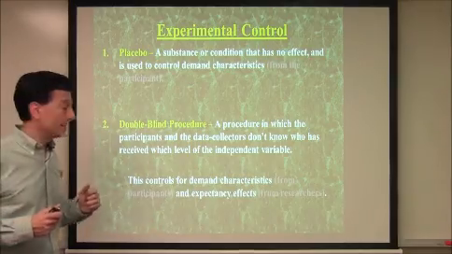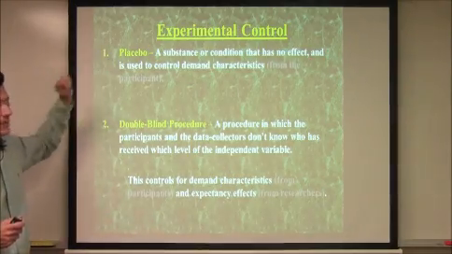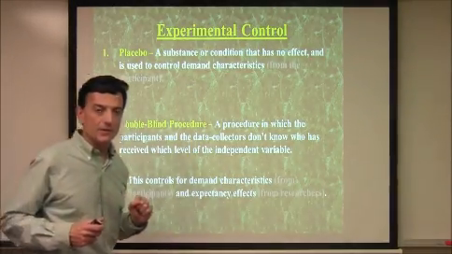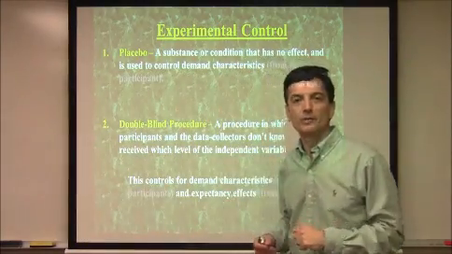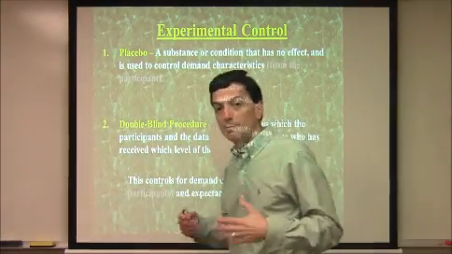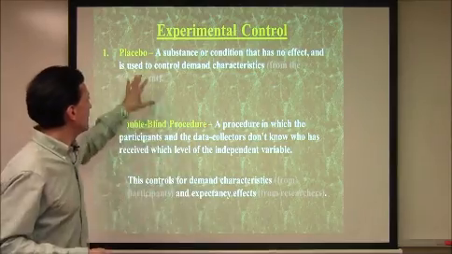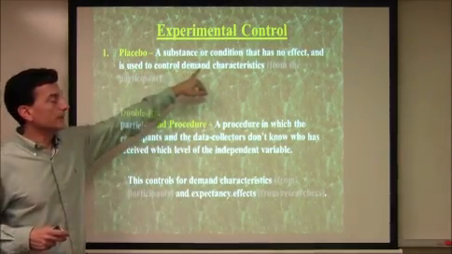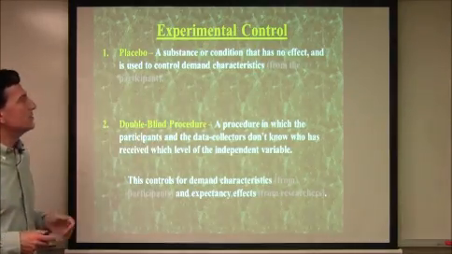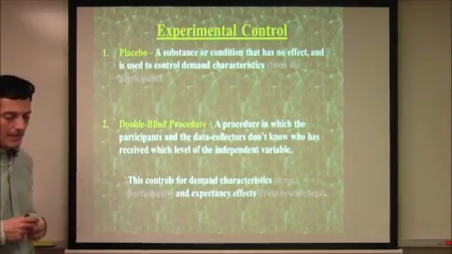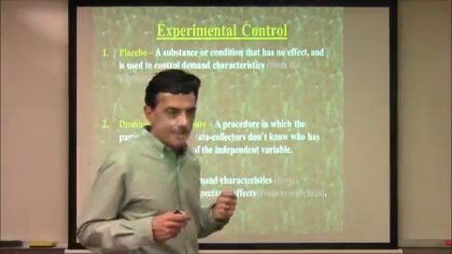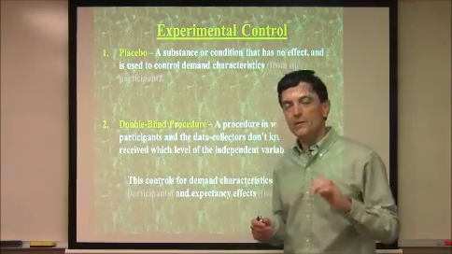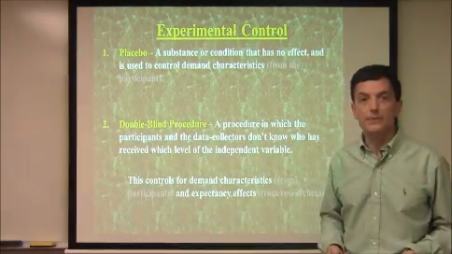Okay, let's see if we can go on and say something about 2 topics that you might remember from Intro to Psych, but since we're talking about experimental control today, it's important that we remind you of this terminology. The first is one that you might know called the placebo, a substance or condition that has no effect and is used to control demand characteristics. And you might remember that we've talked about demand characteristics before, and these are cues that affect the participant's behavior.